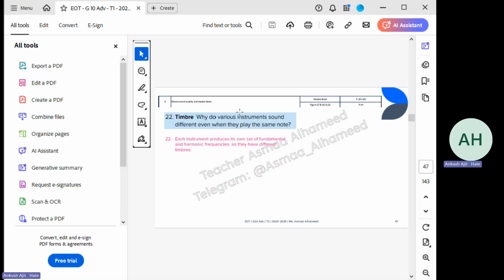Timbre. Why do various instruments sound different even when they play the same note? Because each instrument produces its own set of fundamental harmonics, so they have different timbres.